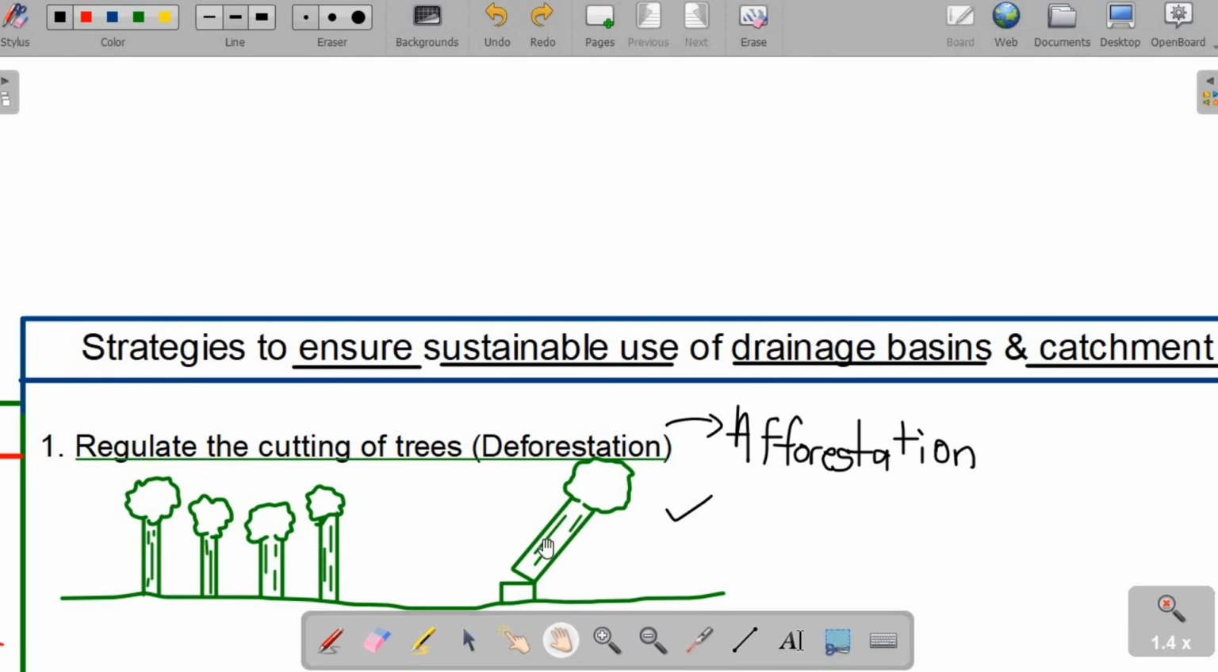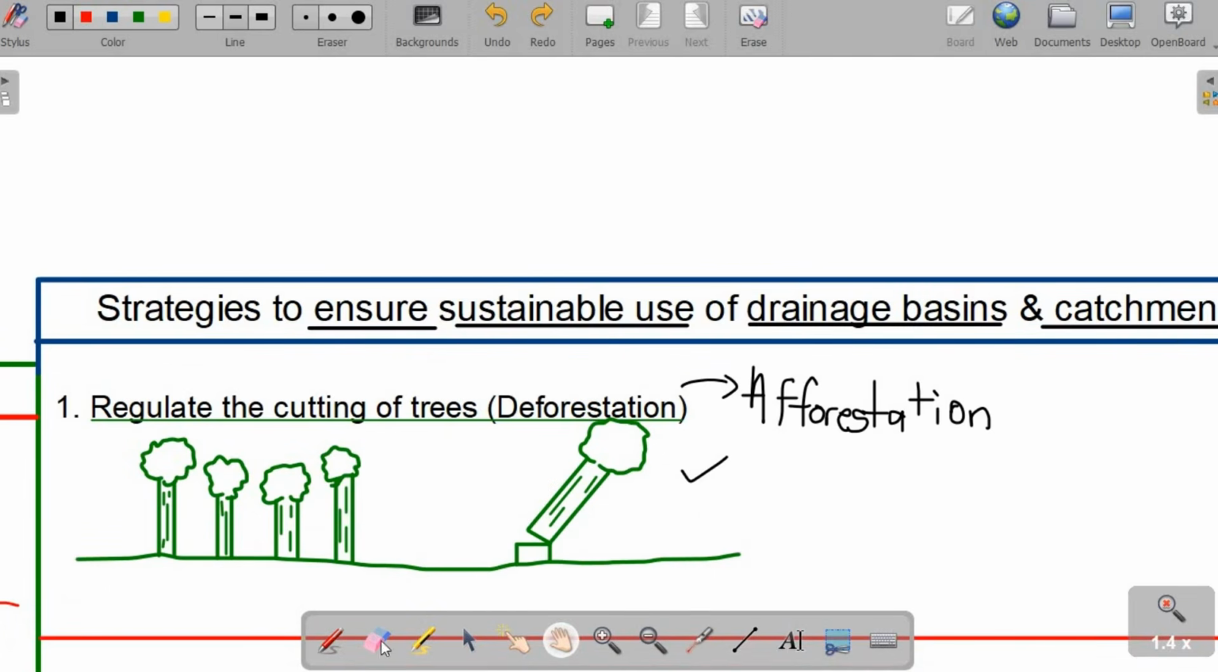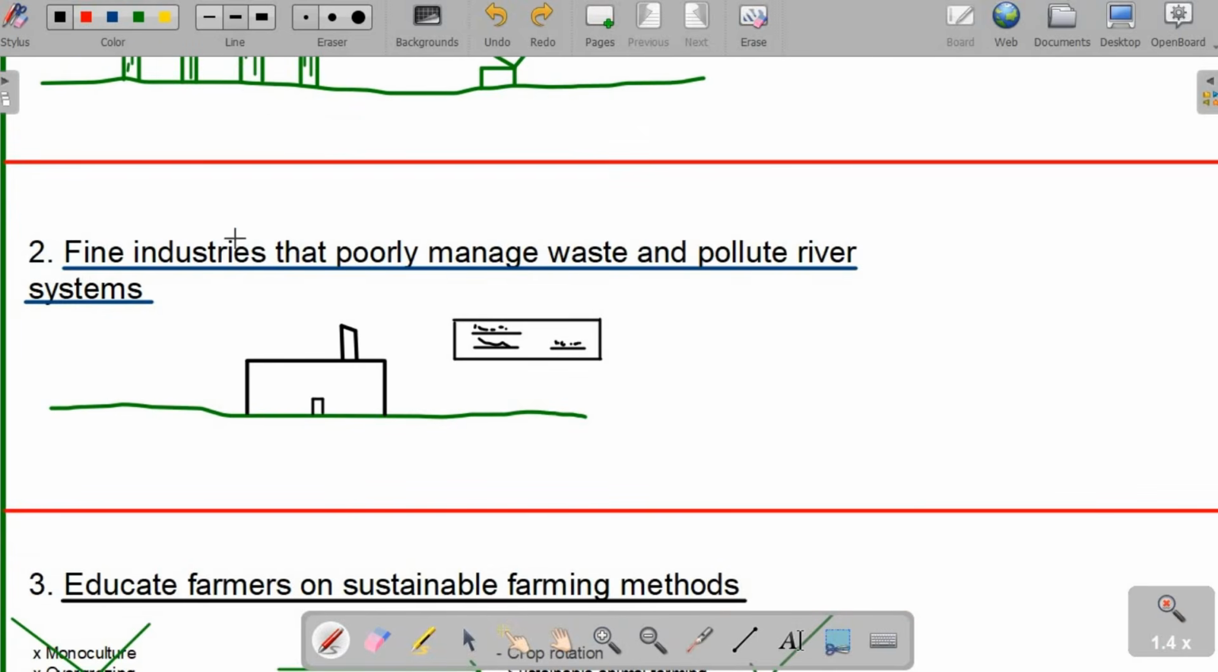Regulate the deforestation, the amount of deforestation that we see, to ensure that our soils are not unstable, right? So we need our soils stable, guys. We need that soil held together so that we do not see silting, we do not see runoff, we do not see pollution. The second strategy, we have to find these industries that poorly manage waste and pollute river systems.